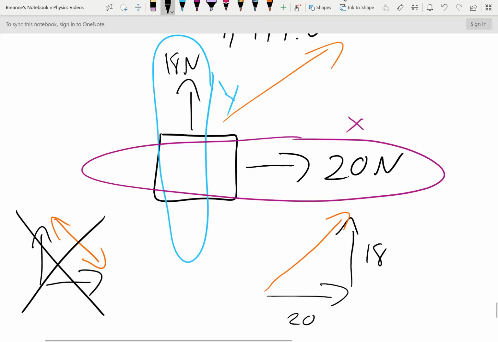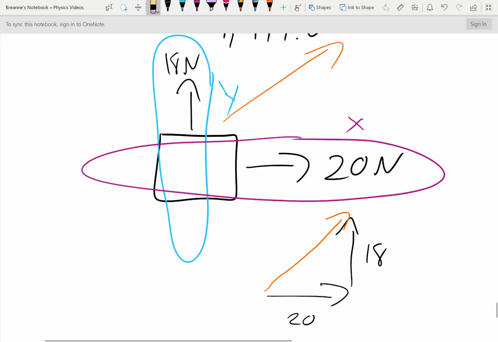So that is wrong. We do not do it in that fashion. So you have to make sure you draw your vector from tail to head, and then you start back where you're going and go. And to find your hypotenuse, you just use Pythagorean theorem. So you do a squared plus b squared equals c squared.